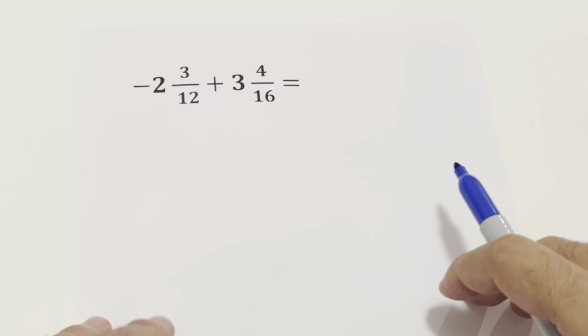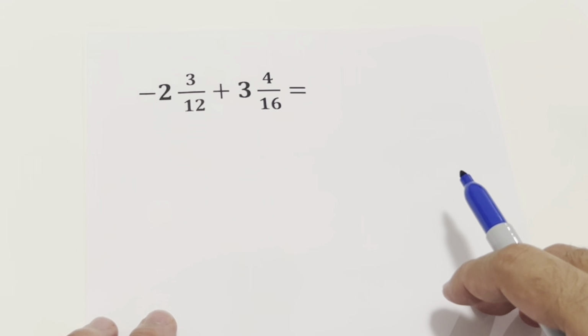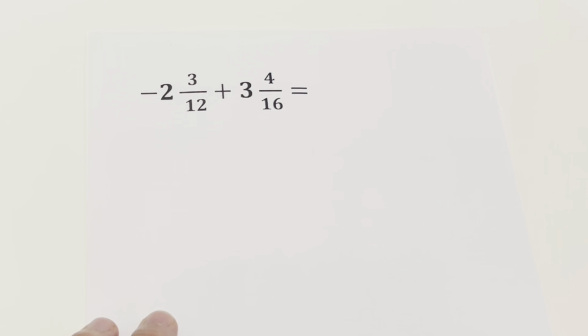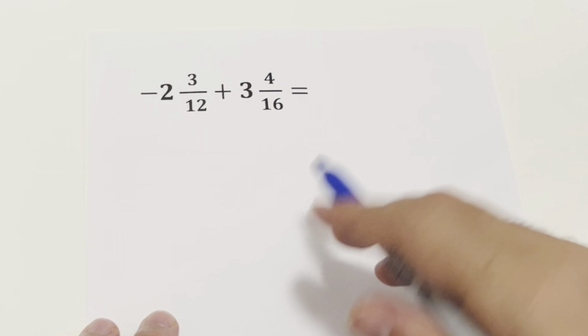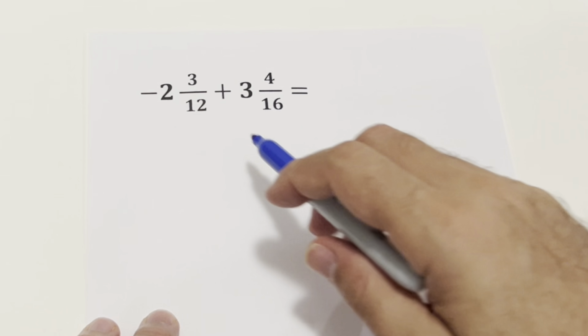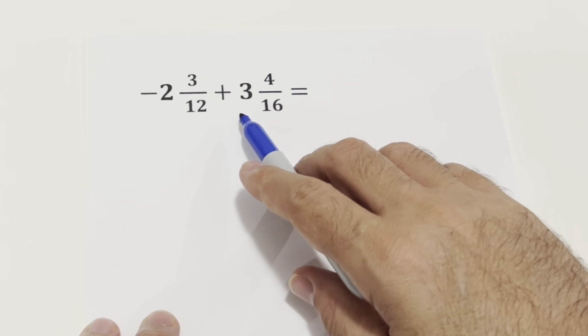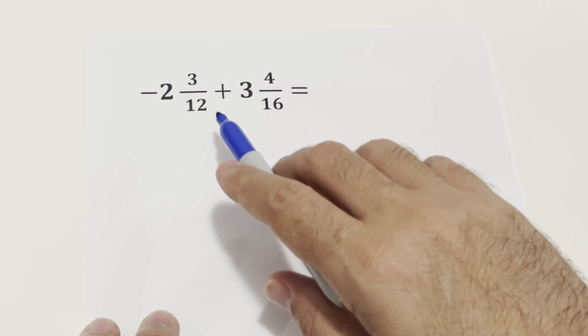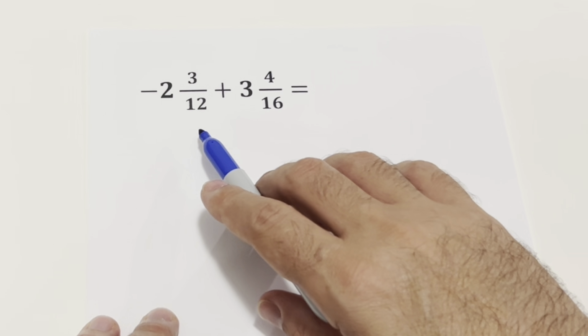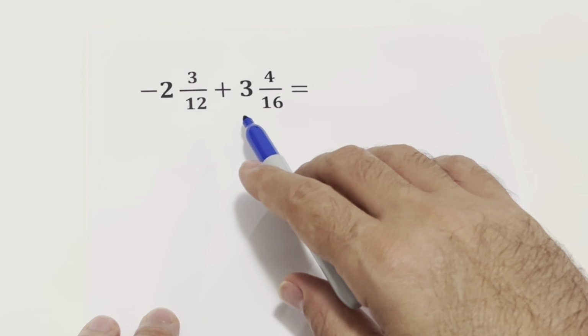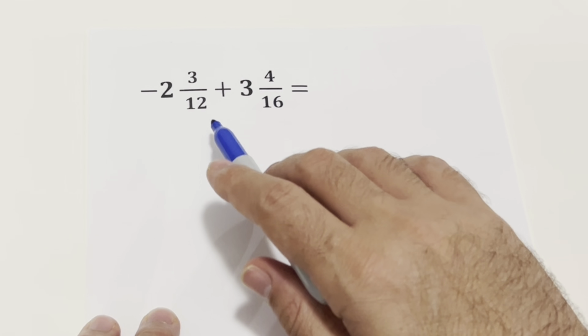So pause the video and try to complete this exercise. Okay, so after you did it, now let's check. When we're adding, we can also add a negative number with a positive number, which is basically a subtraction. So it looks like an addition, but it's a subtraction. So how do I do this?